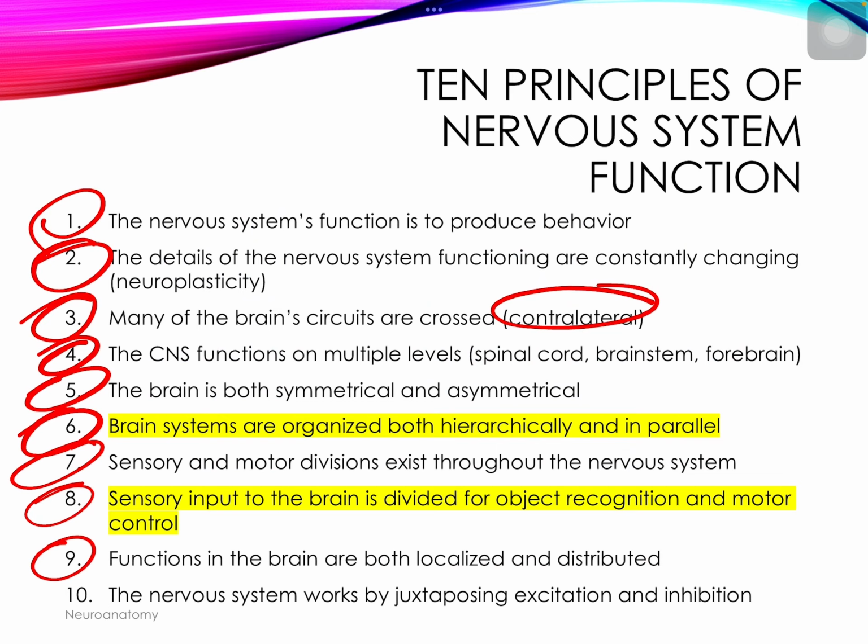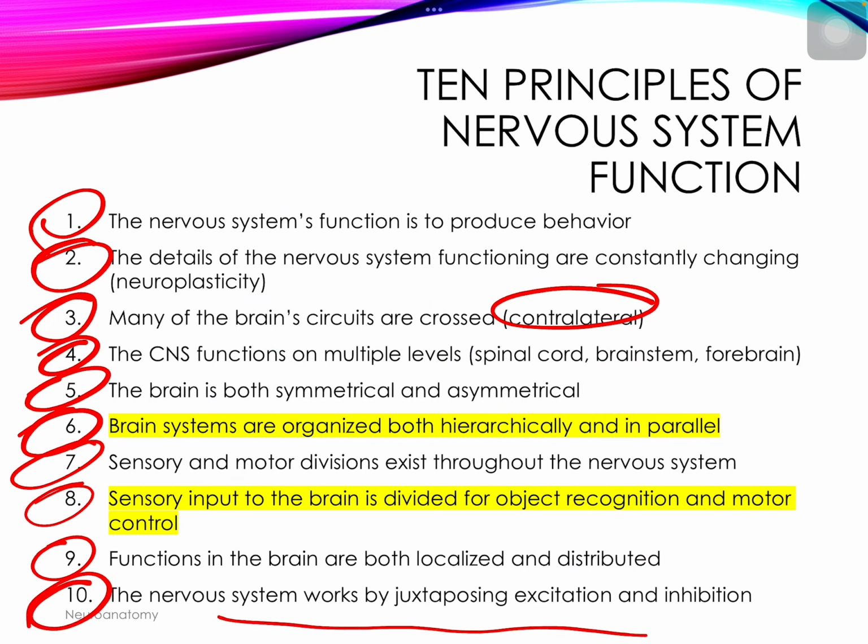Next to last one, the functions in the brain are both localized and distributed. We know that there are particular areas of the brain that are really important for certain kinds of function, like for example, the left hemisphere is really important for language function. However, there are definitely other areas that are involved with language, and in some cases our function is dependent upon our whole brain working together. And so some of them are localized, but then also others are distributed all throughout the brain.